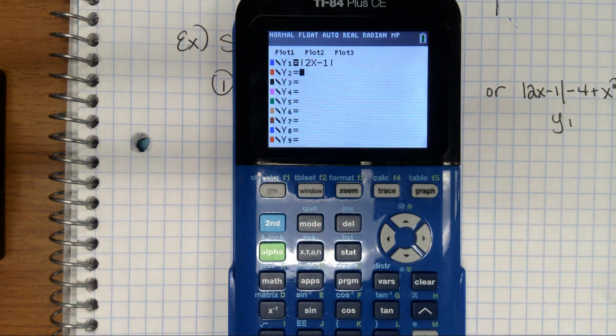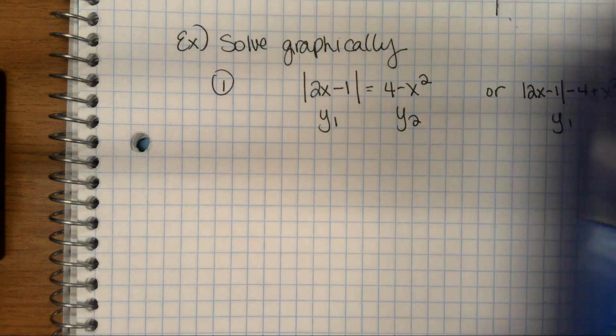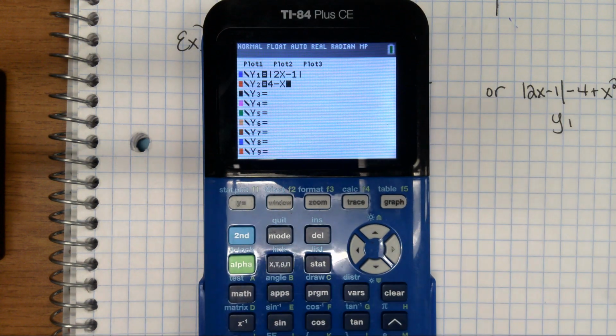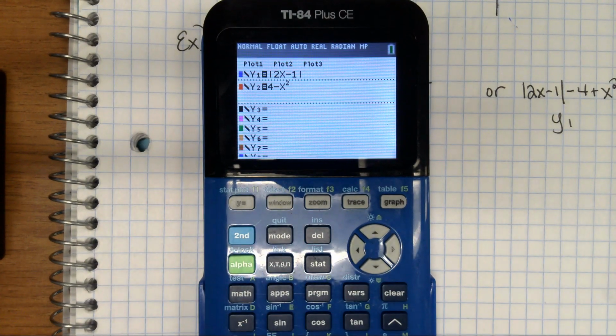All right. The next one, you're going to do 4 minus x squared. So 4 minus x and caret 2, or you can use the x squared button. It's up to you. You want to use the squared button? There it is. Okay. Can I move forward? Do I need to help anybody yet?